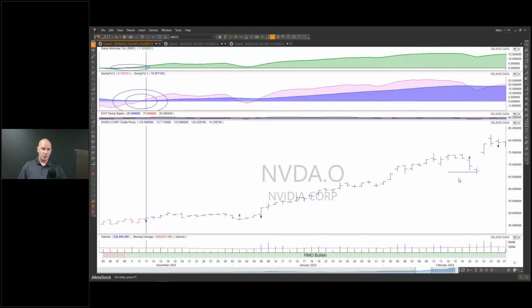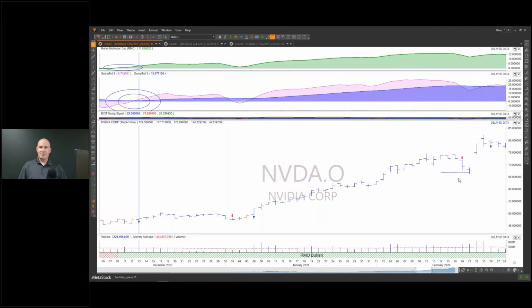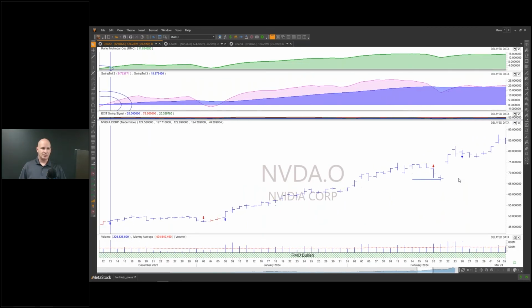Okay, so then we get a new blue arrow. So that may be a time to ladder in. So let's just say that we laddered in. So we'll say we're in a new trade right here then.